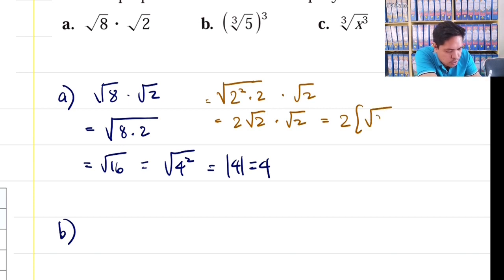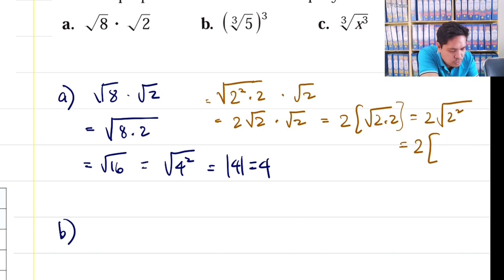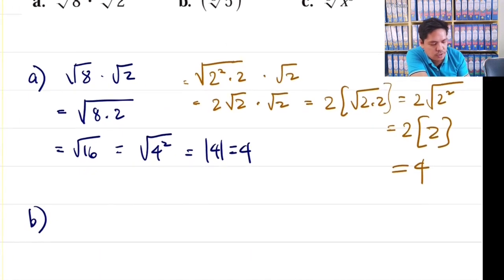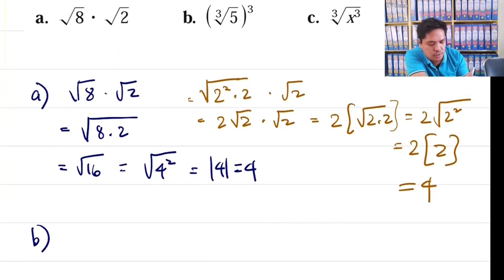That would be square root of 2 times 2, which is the square root of 2 squared, which is 2 times the absolute value of 2, which is 2. The square root of this, the square root of 2 squared, is the absolute value of 2, which is also 2. The result is still 4. So you can approach it like that. Okay? It's useful but the solution is a bit long. So let's try letter B.